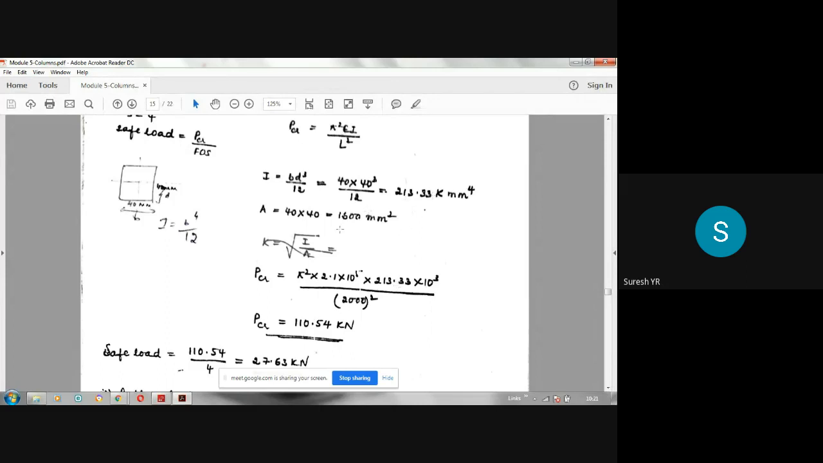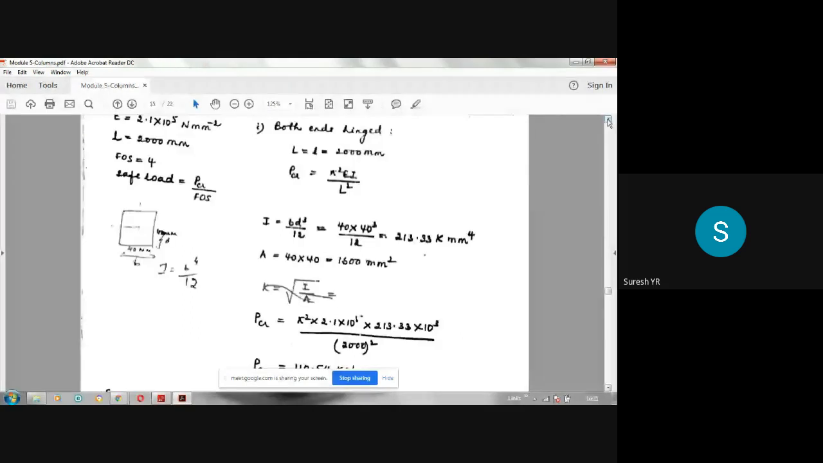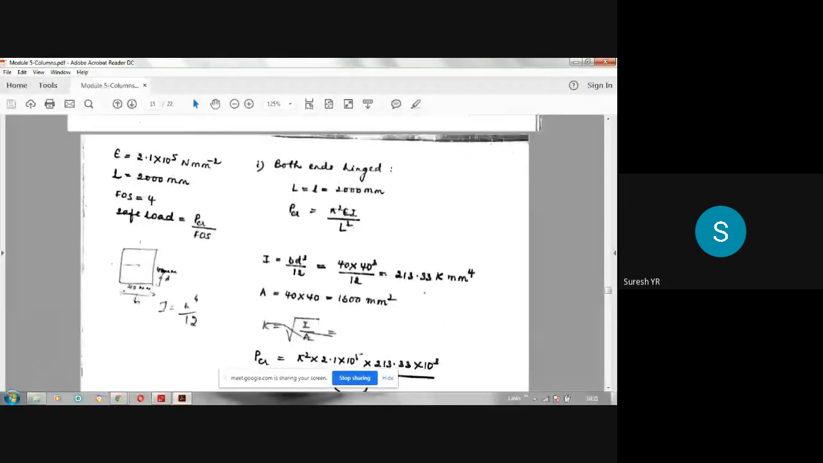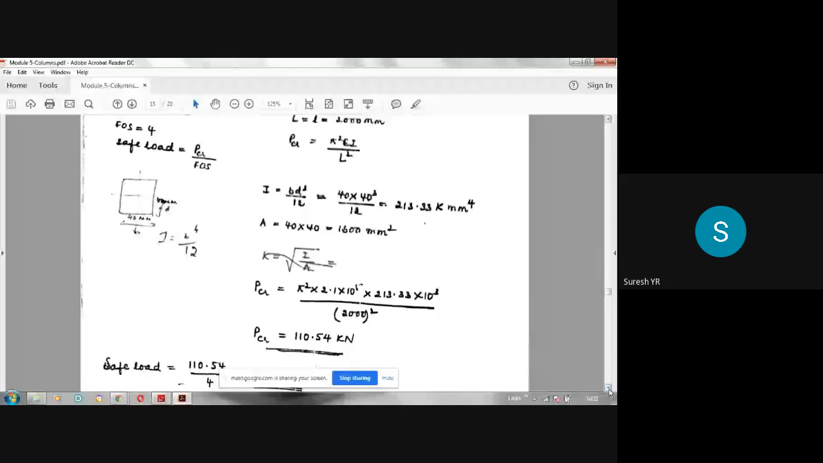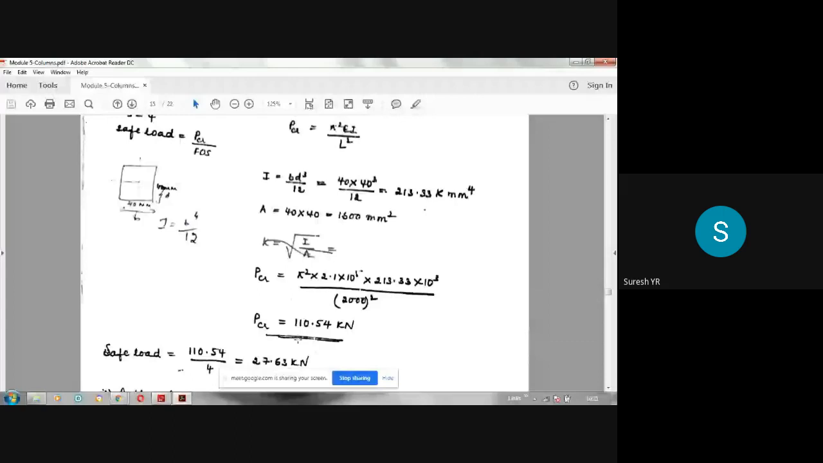So here pi square into E is 2.1 into 10 power 5, into I is this value, divided by L square. In the case of both ends hinged, capital L is equal to small L. So you have to put capital L as 2000. If you simplify this, you will get the answer in newtons. Then convert it into kilonewton. Please check whether the answer is correct.